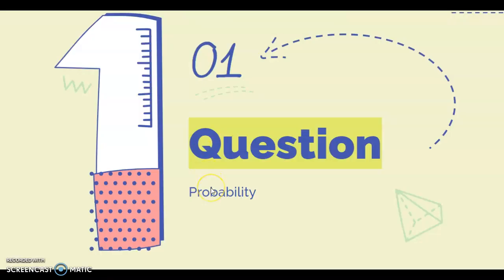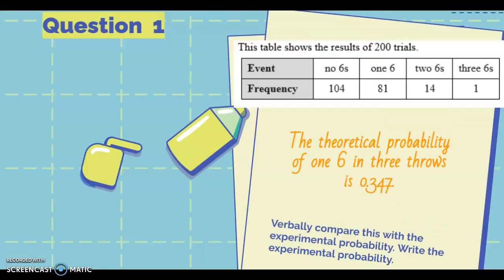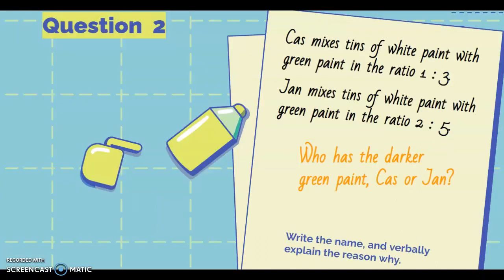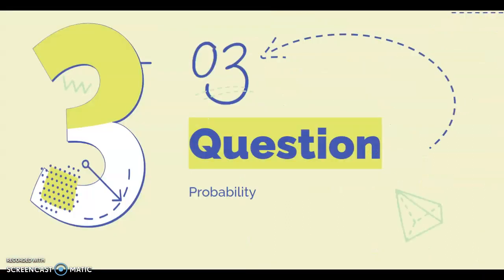So let's begin with question 1, probability. Question 2, ratios and proportions. Number 3, probability.